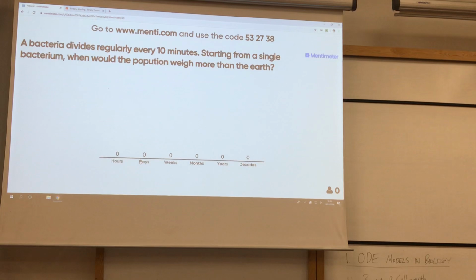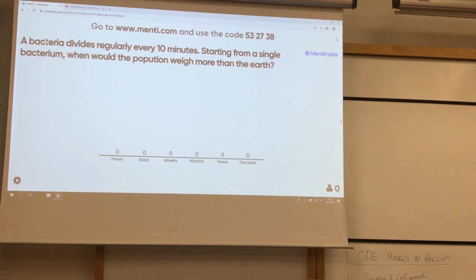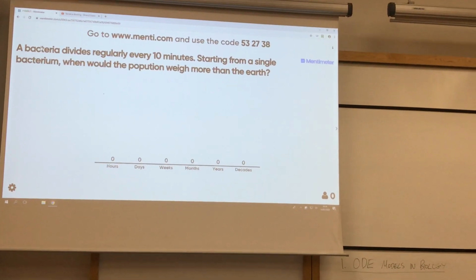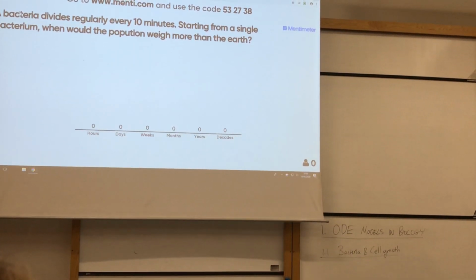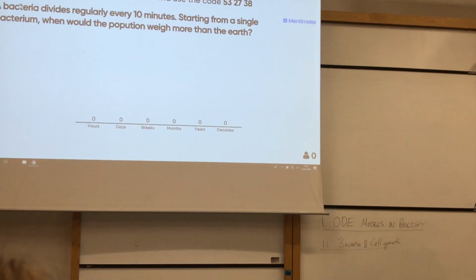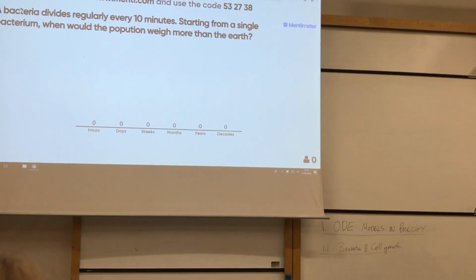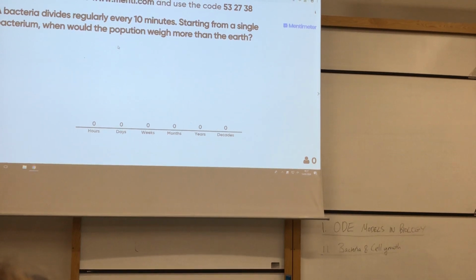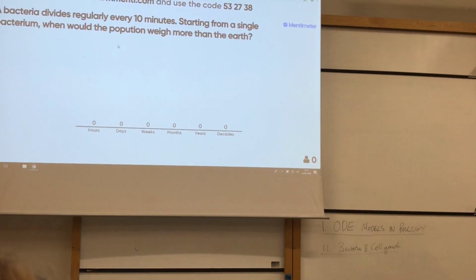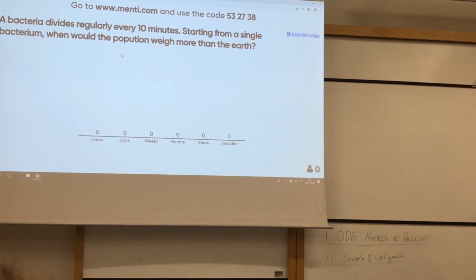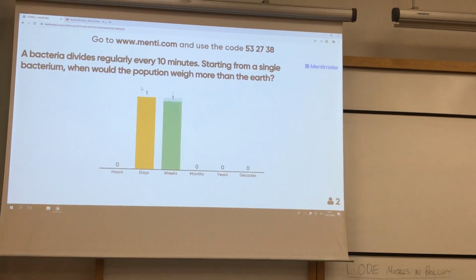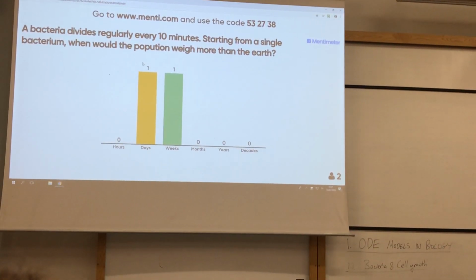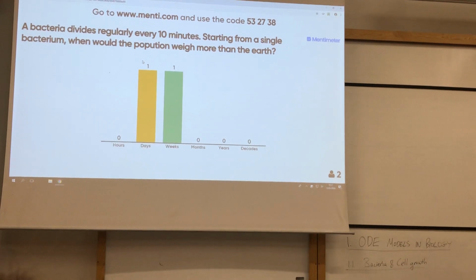I'm not giving you much information here, it's just a snap quiz. Suppose a bacterium divides regularly every 10 minutes. If we start from a single bacterium, how long would it take for the population to weigh more than the Earth? There's no real calculation to do here. Just put in what you would expect based on that information.